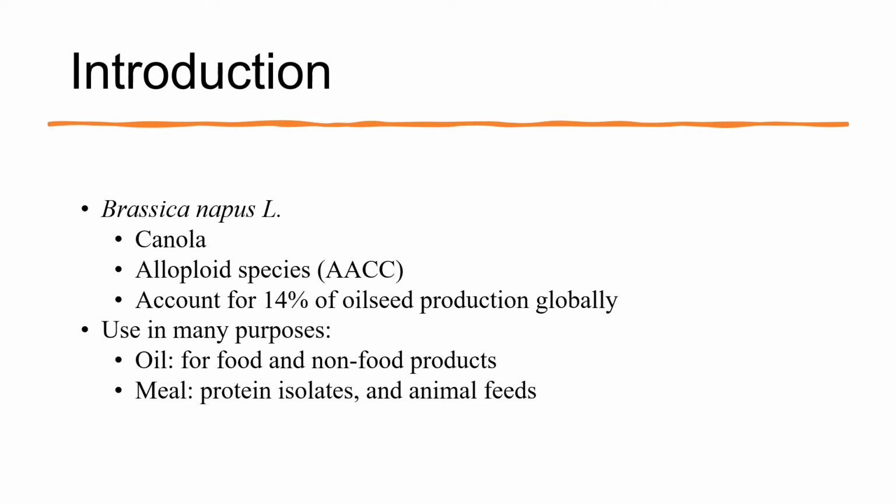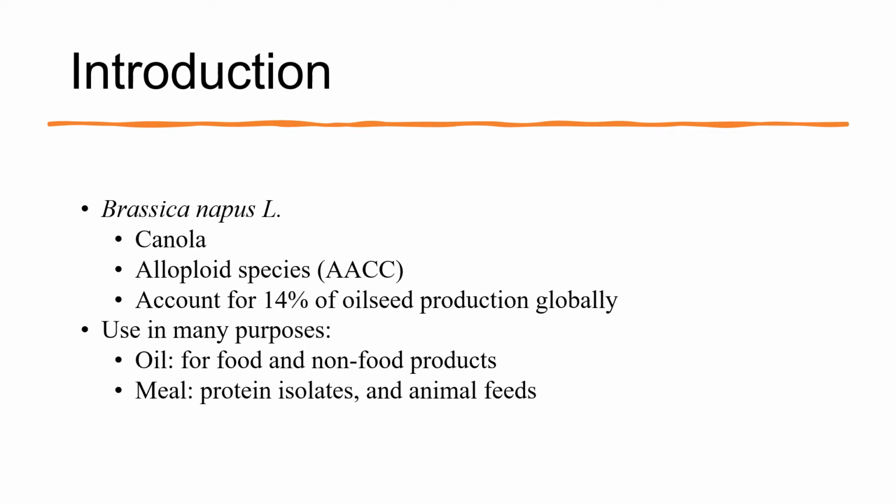First up, I would like to start with a little bit of introduction about Brassica napus. Brassica napus generally refers to canola. It is the allopolyploid species that forms from an interspecific cross between Brassica rapa AA and Brassica oleracea CC, and it accounts for 14% of oilseed production globally.